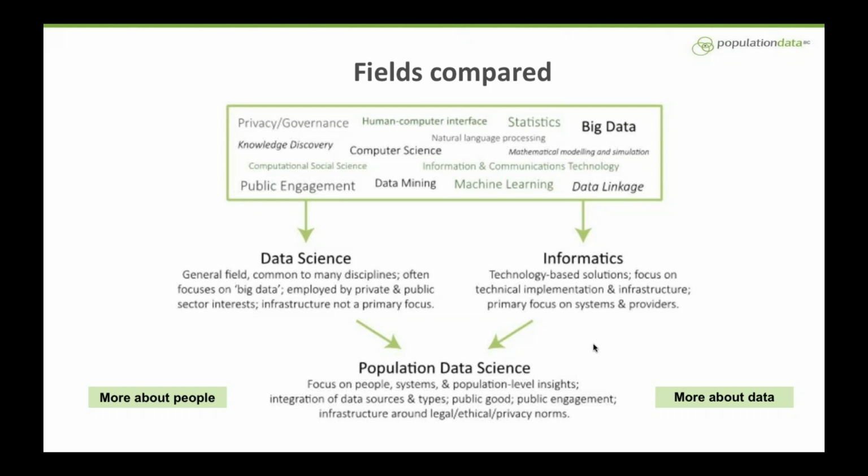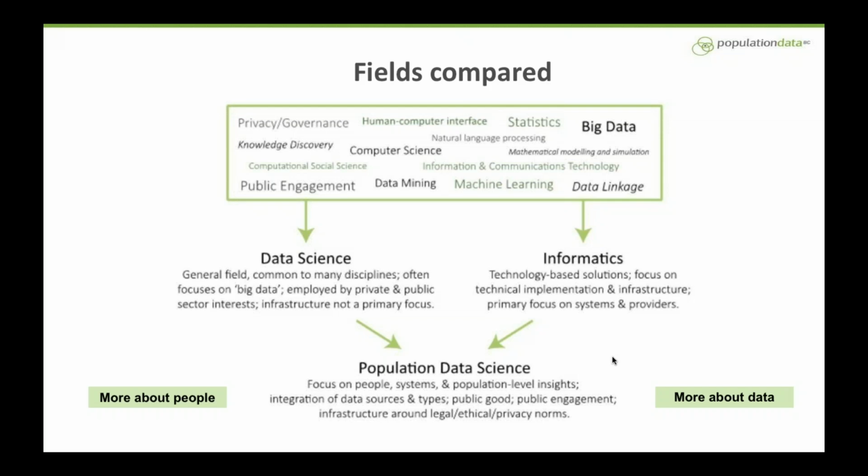So we then looked and thought, well, yes, from everything we've looked at in the literature review, our own research, and in talking to people in different forums, we could see that population data science was a distinct thing, because its focus is on people, it's on the systems that create the infrastructures to have population level insights. So it's about integrating data from different sources, different types of data, all with a focus on public good, informed by public engagement, and the important elements around the legal and ethical and privacy norms in using person-based data.